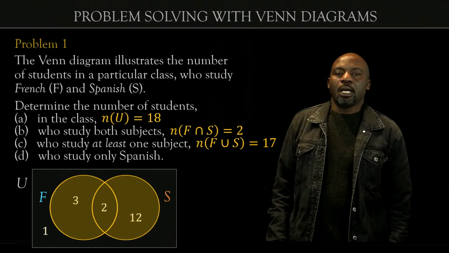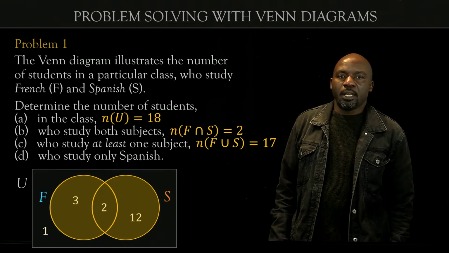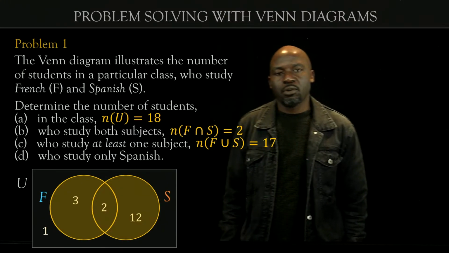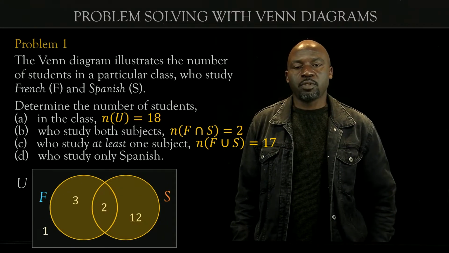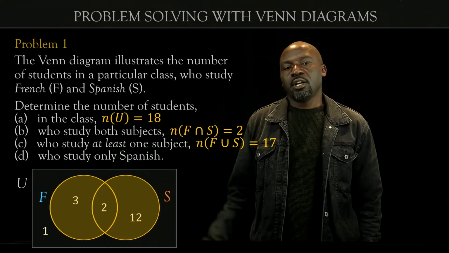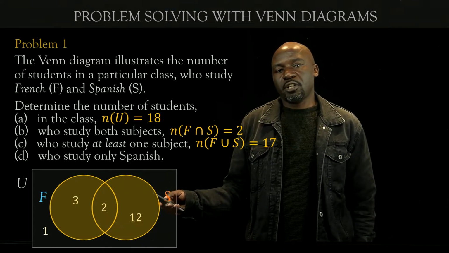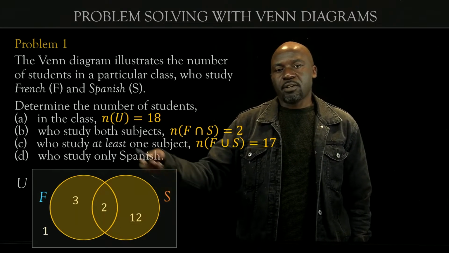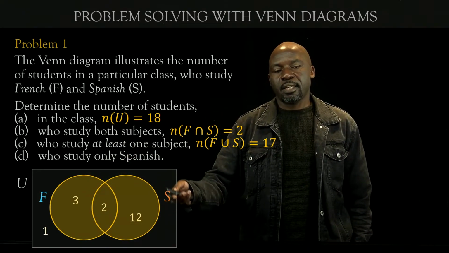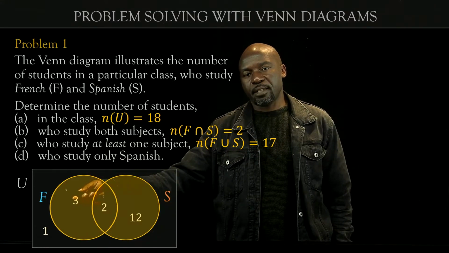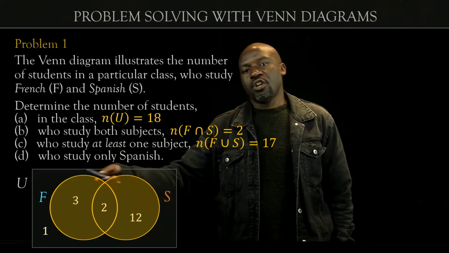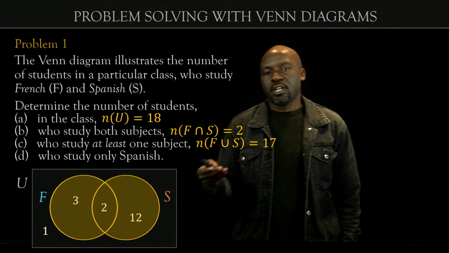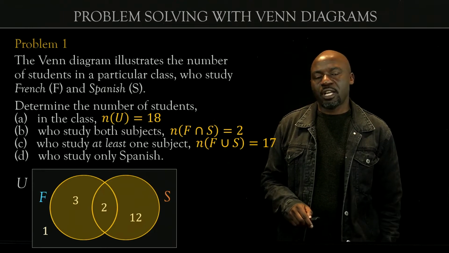All right. Part D, determine the number of students who study only Spanish. So how many students study only Spanish? So that means they study Spanish but not French. So S but not F would be S intersection F complement. In S, not in F. Okay, so that is S intersection F complement. What is S intersection F complement?